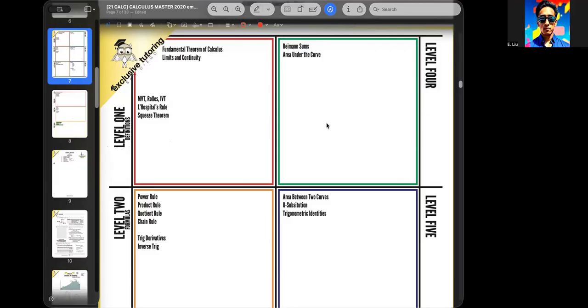What I want to go over here is just the way I've set it up. Level one are our definitions. On the left side here, we have derivatives, which is what I consider Calculus A. On the right side is Calculus B, which would be your integrals. All right. So to start off, obviously, we have to understand our fundamental theorem of calculus.